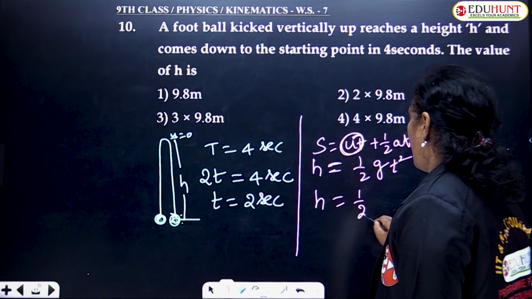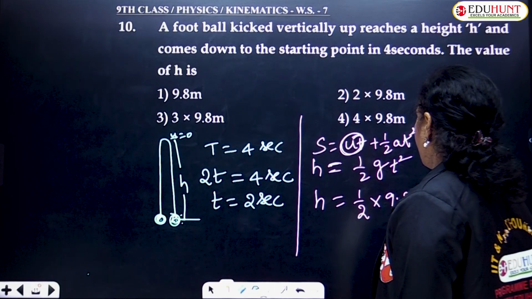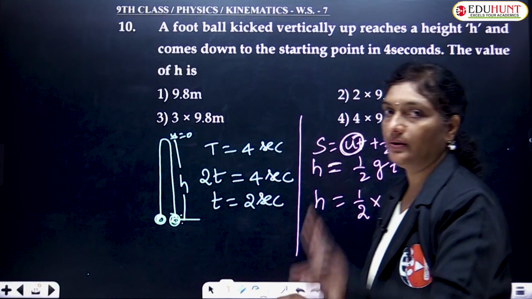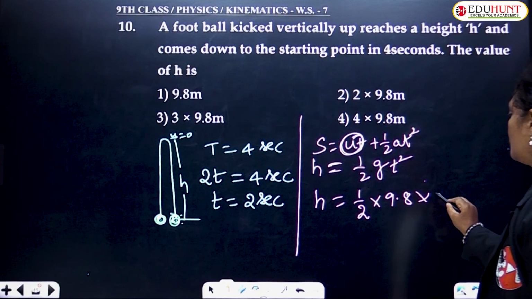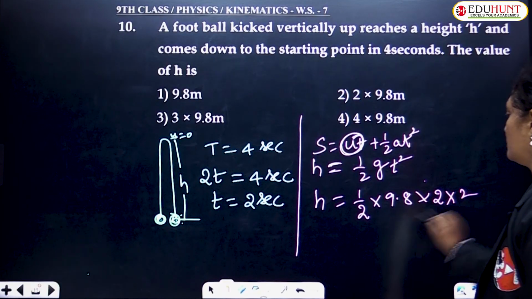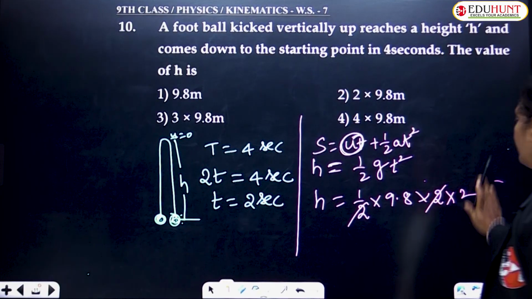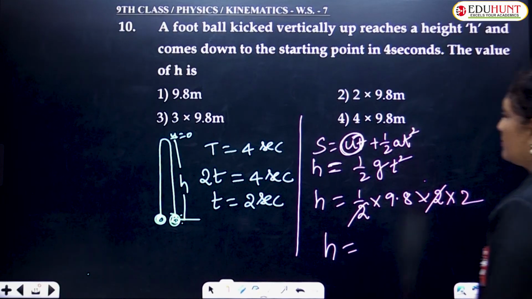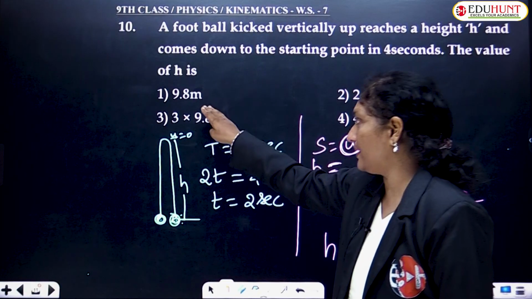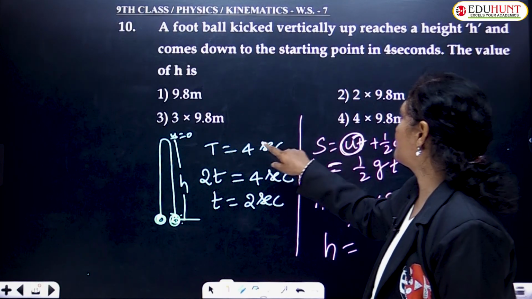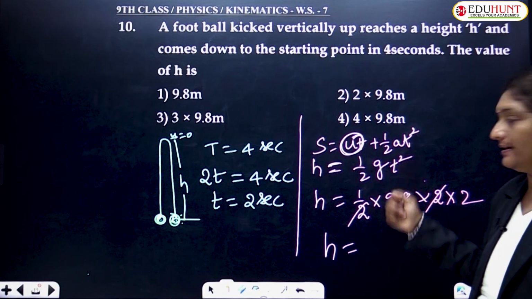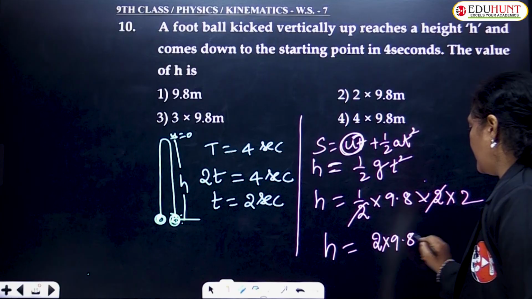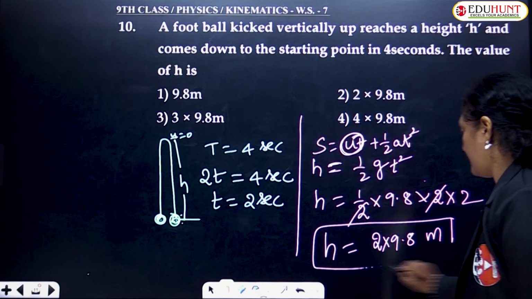h is equal to half. g is taken as 9.8 and t is 2 seconds. 2 square is 2 into 2, so the 2 gets cancelled. So, you are left with how much, children? 9.8 into 2, that is 19.6. But if you check out the options, it was given as 9.8, 2 times of 9.8, 3 times of 9.8 and 4 times of 9.8. So, your answer is 2 times of 9.8 meters.